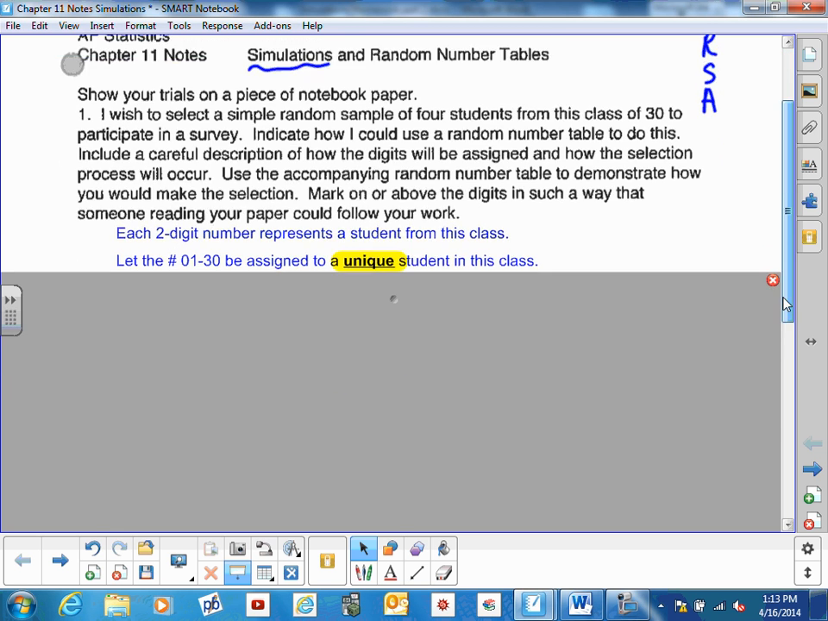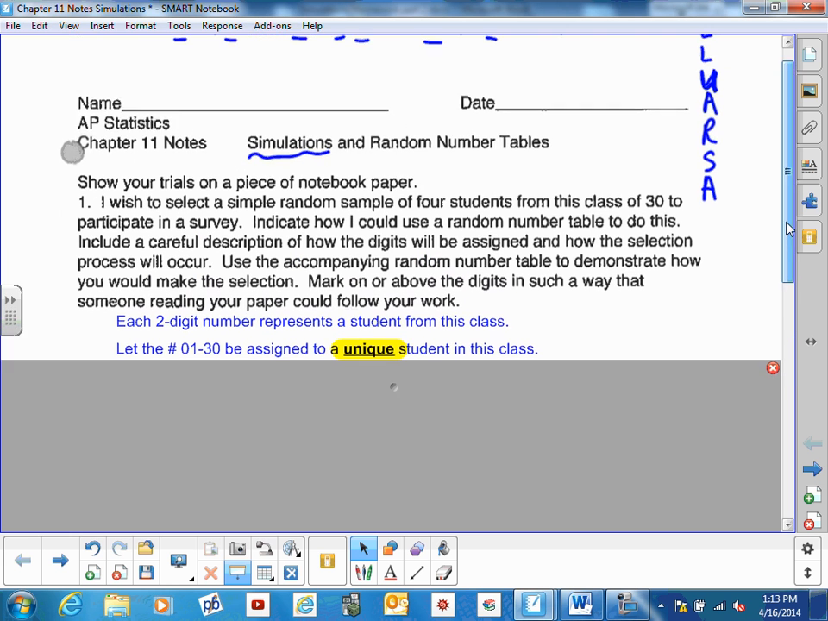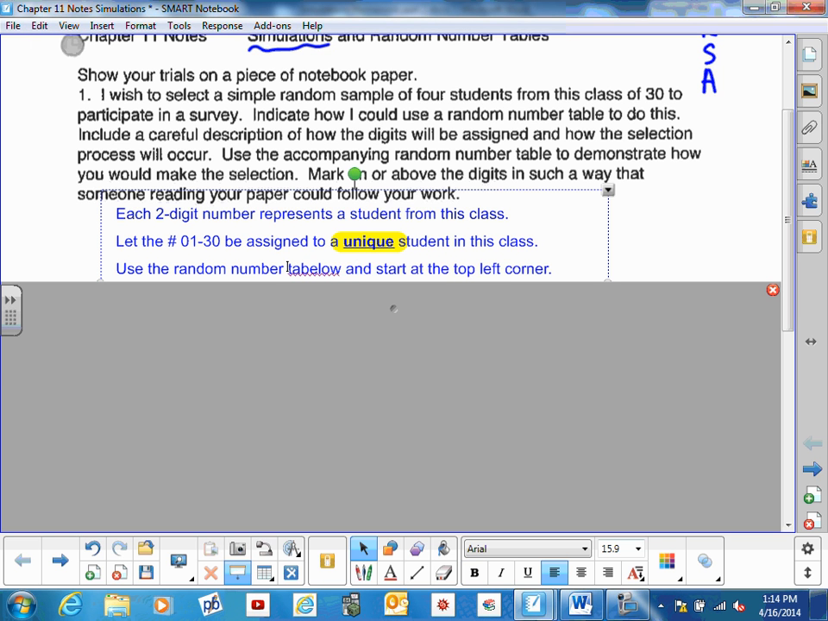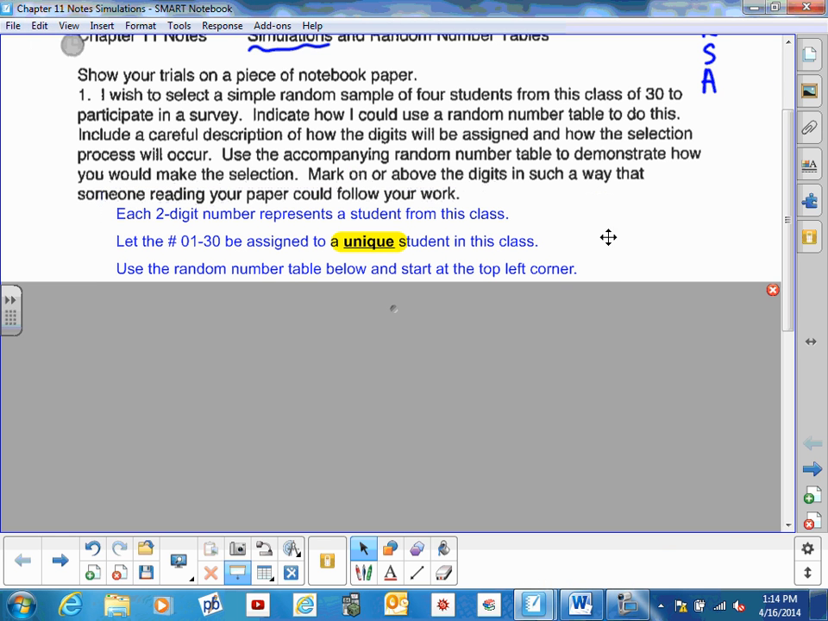All right. The next one is supposed to be a U, which means telling us what you're going to do. You're going to use the random number table below. So my bad, let me fix that. And start at the top left corner. Not in the middle, not at the bottom, whatever. Not in a random spot, which you could do.